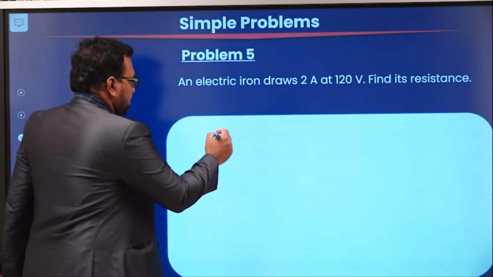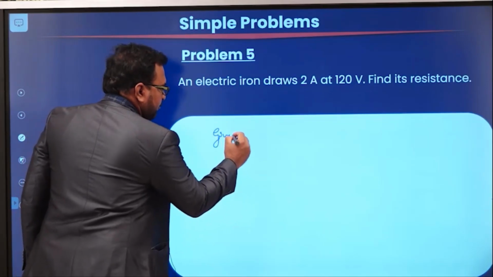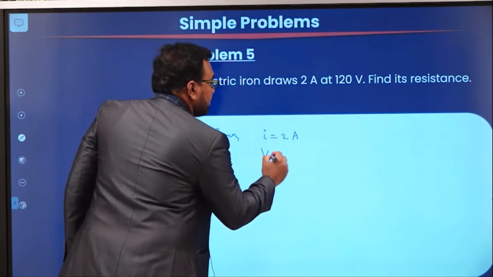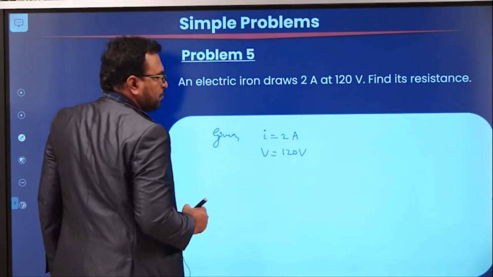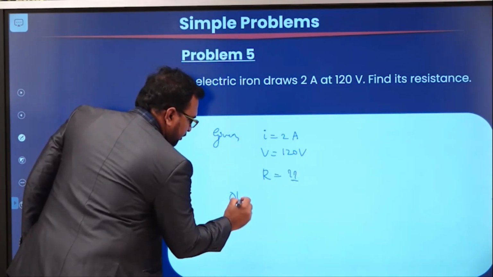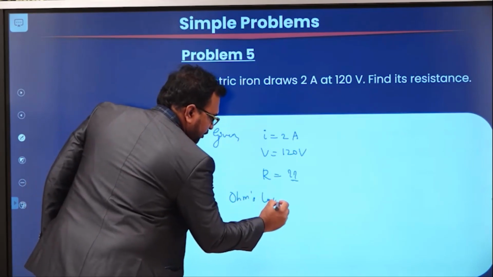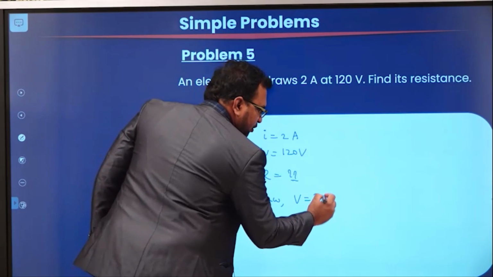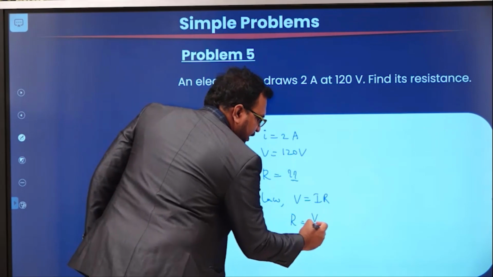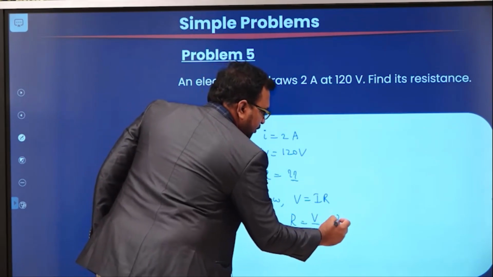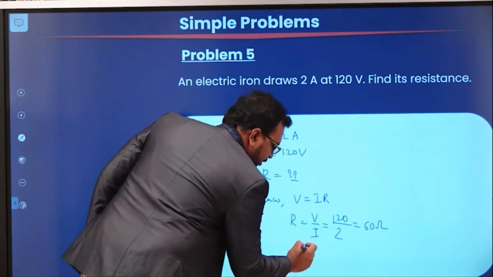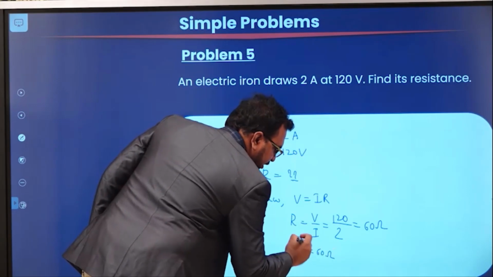Okay, so let's do this. What is the given data? Given I is equal to 2 amperes and voltage V is 120 volts. Now the unknown quantity is R. From Ohm's law, we know that V is equal to I into R. Here the unknown quantity is R, so R is V by I. The given value of V is 120 and I is 2. So finally the resistance is 60 ohms. You have to mention the units also.